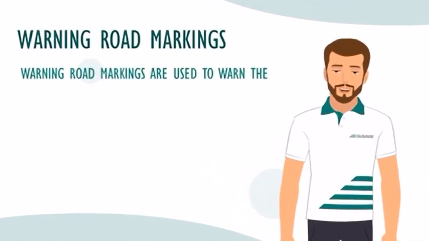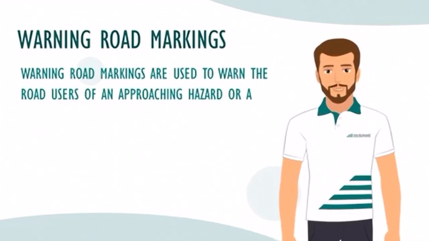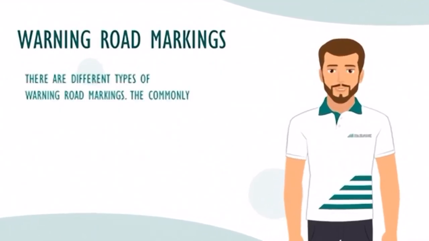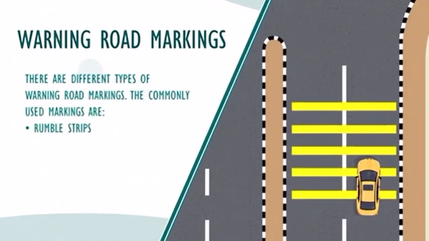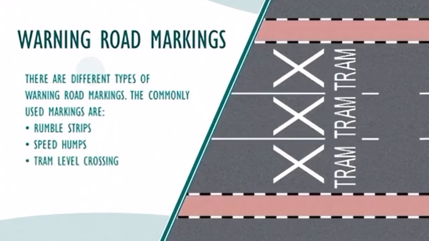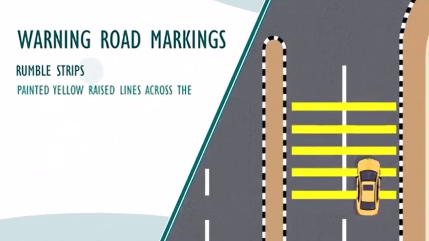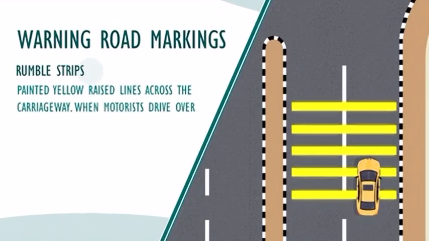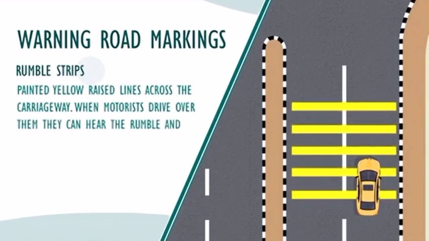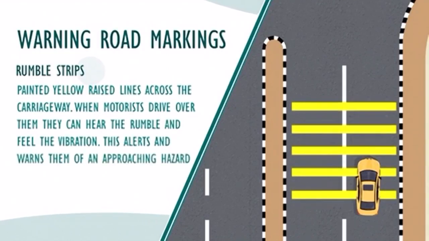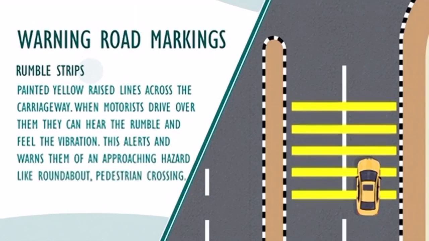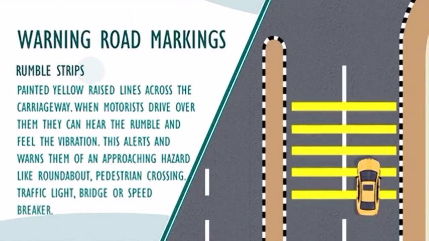Warning road markings are used to warn the road user of an approaching hazard or a hazardous condition. There are different types of warning road markings. The commonly used markings are rumble strips, speed humps, tram level crossing. Rumble strips are painted yellow raised lines across the carriageway. When motorists drive over them, they can hear the rumble and feel the vibration. This alerts and warns them of an approaching hazard like roundabout, pedestrian crossing, traffic light, bridge or speed breaker.